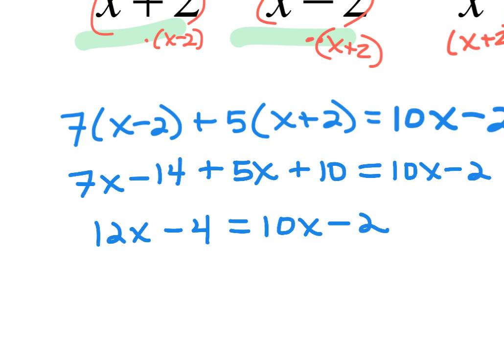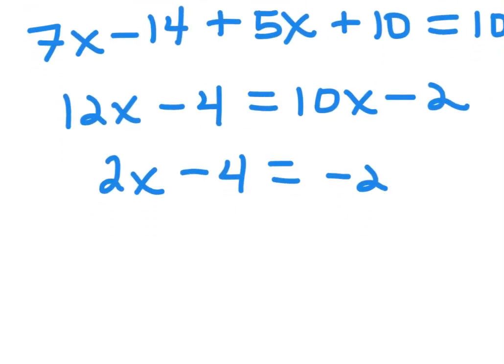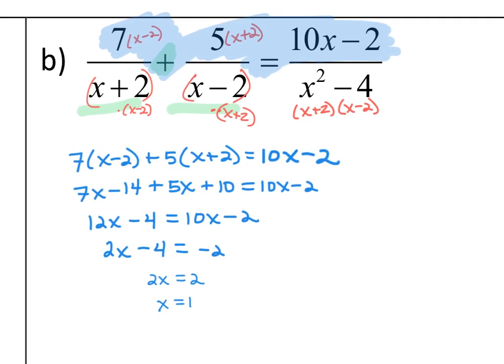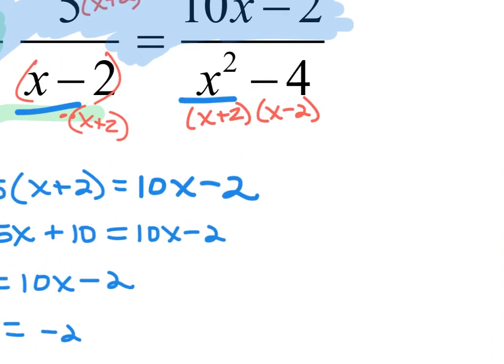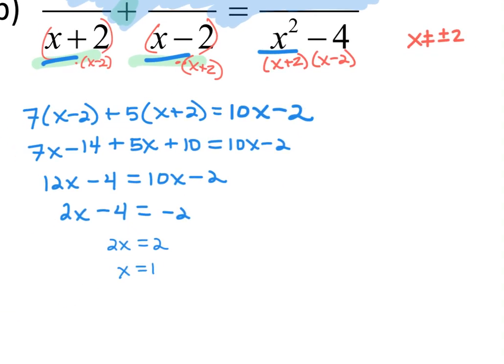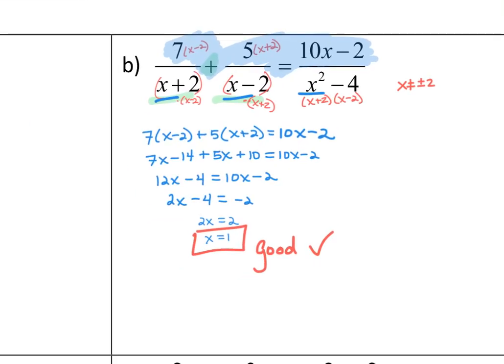And then I'm going to subtract 10x from both sides, so I have 2x minus 4 equals negative 2. And I'm going to add 4 to both sides. So I have 2x equals positive 2 and x equals 1. And before I decide that that's my final answer, I'll go up and look at these. The only numbers that x can't equal are positive or negative 2. And my answer is positive 1, so it's good. Not extraneous.